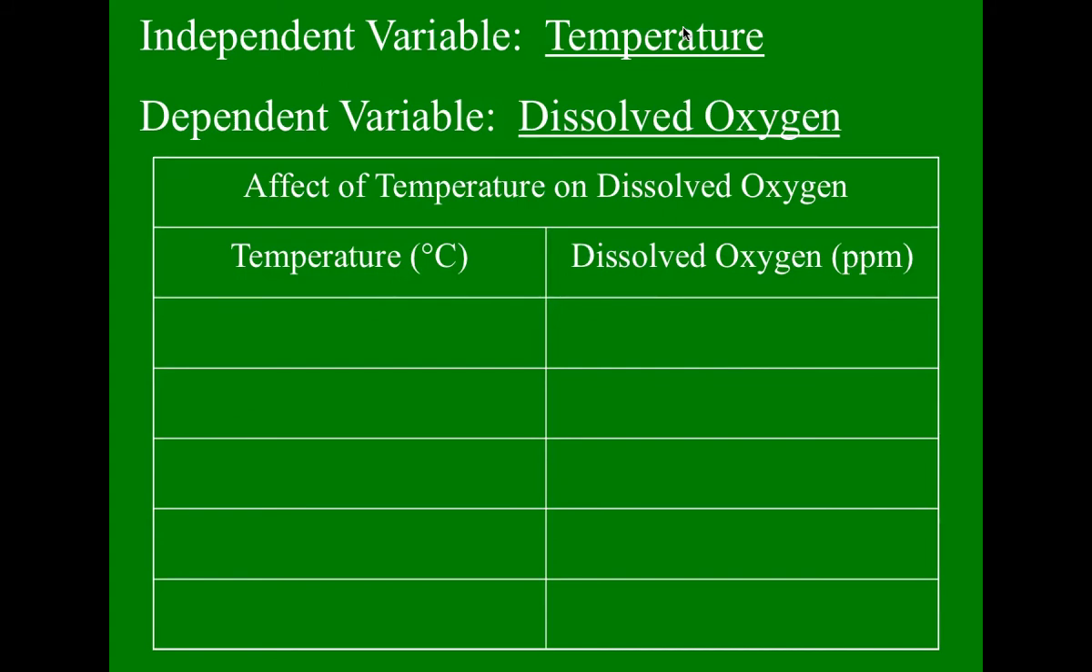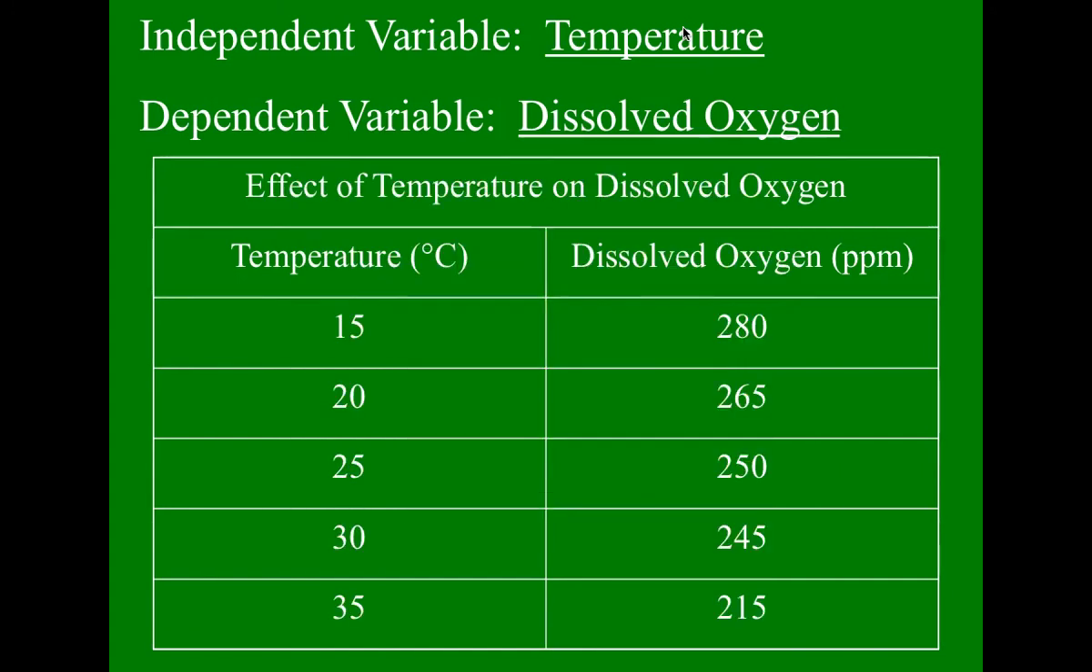So looking at our smallest temperature, if you look at our temperatures in our data, the smallest temperature there should be 15 degrees Celsius. And then we also fill in its dissolved oxygen amount that corresponds to that, which is 280 parts per million. We will then go ahead and continue that on down with the rest of the data. So there, constructing a data table is really not that difficult to do. You just have to follow a few simple rules.